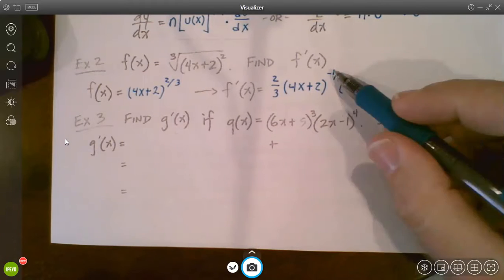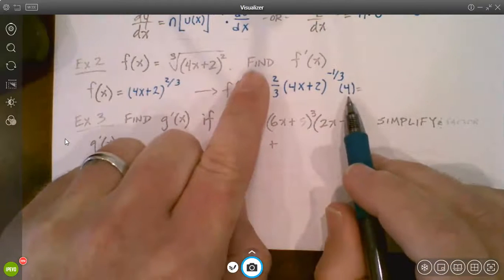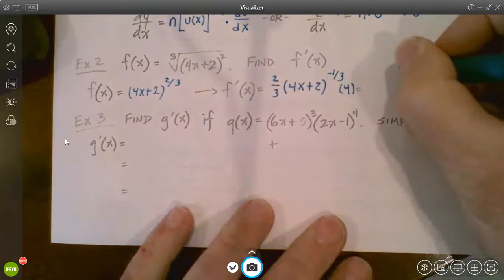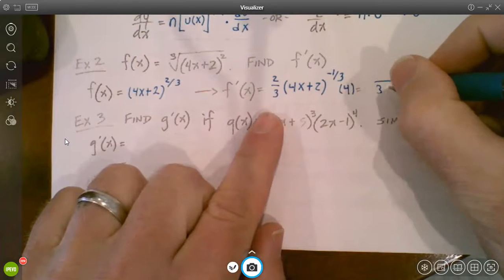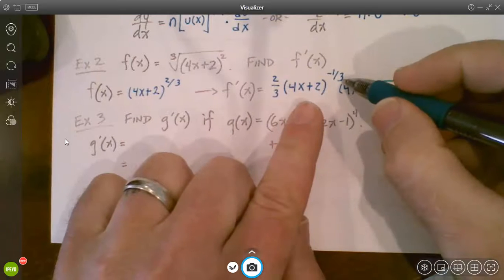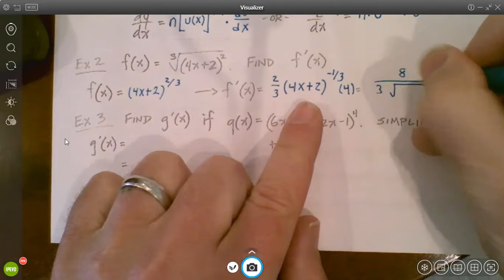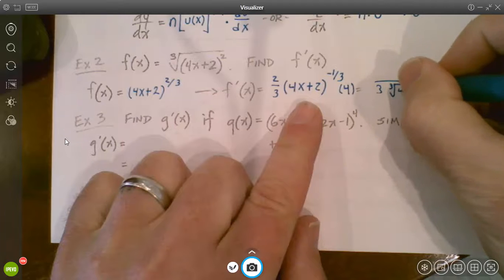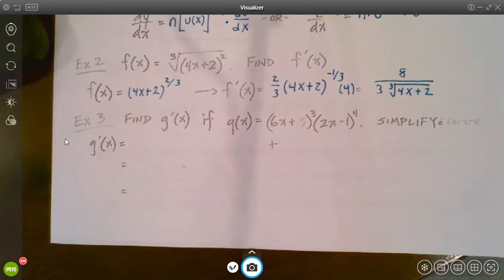Let's do a little cleanup. Let's not leave negative exponents in our answer as well. So I got the 2 times 4 on top. On bottom, I got the 3, as well as the cube root of 4x plus 2. And so that would be the best way to leave that one. And let's go down to number 3.